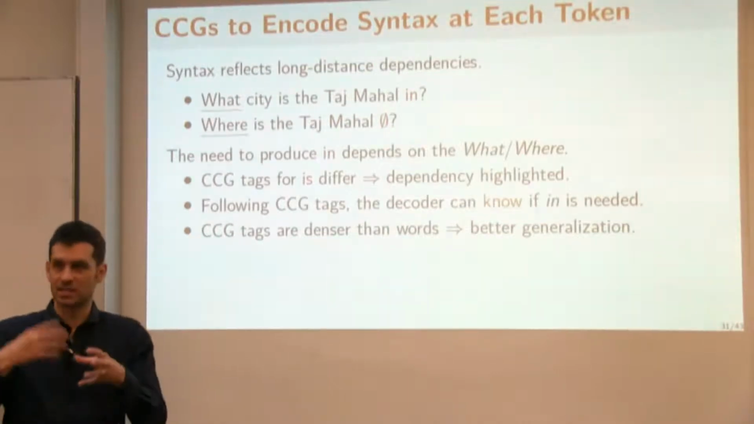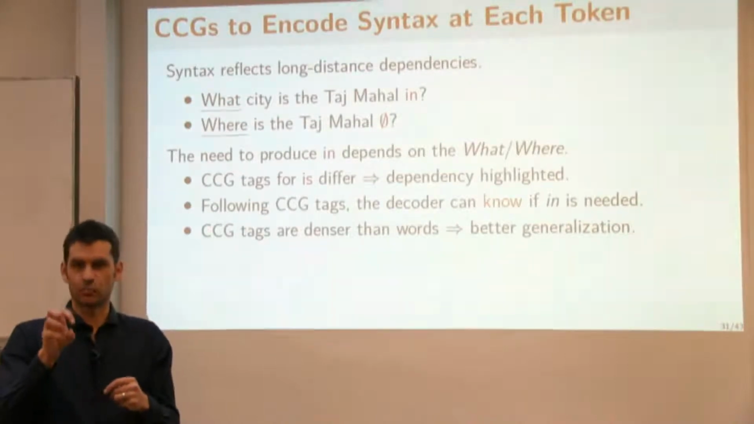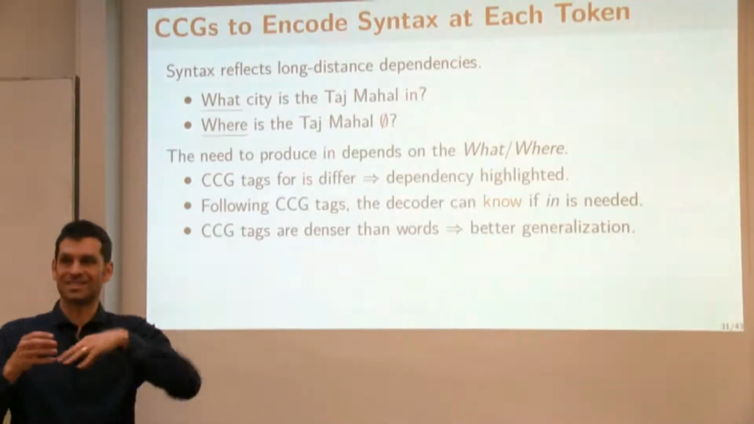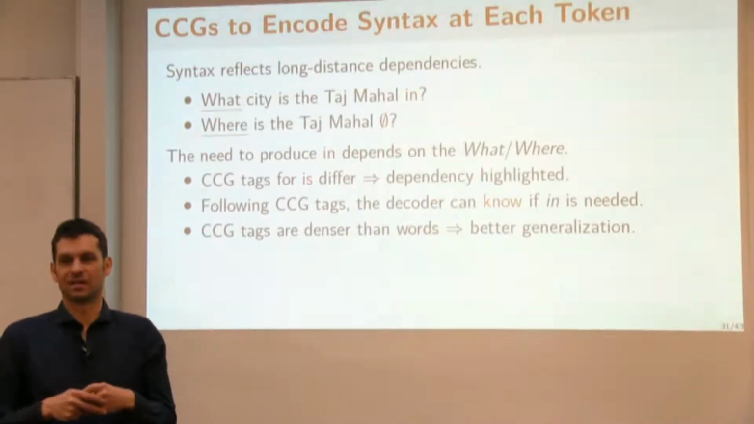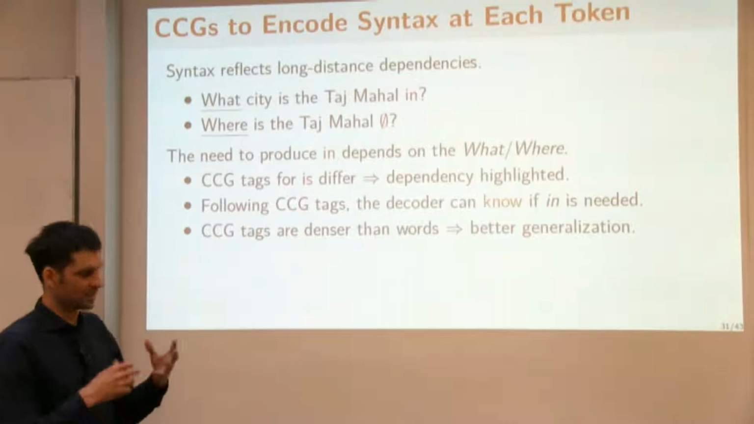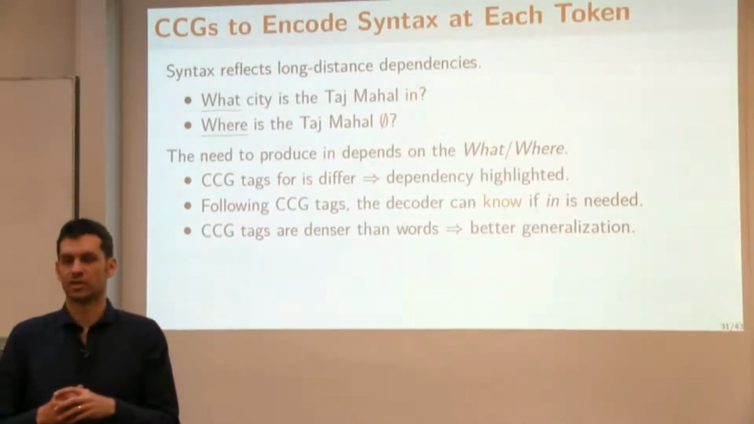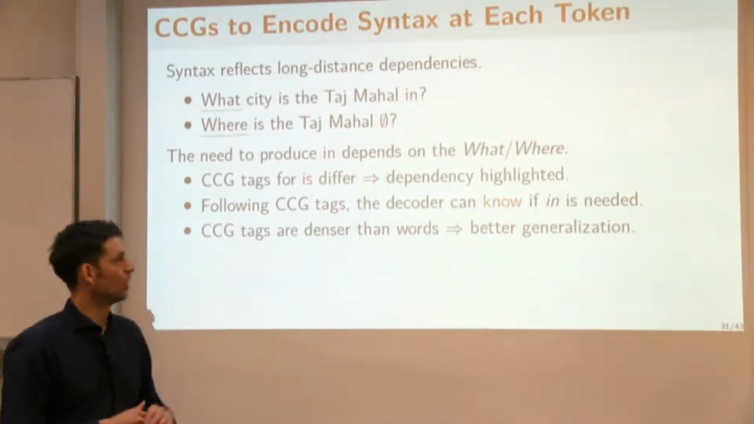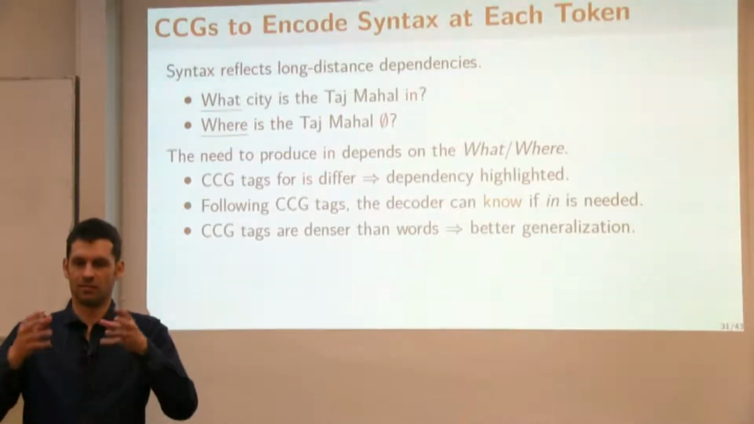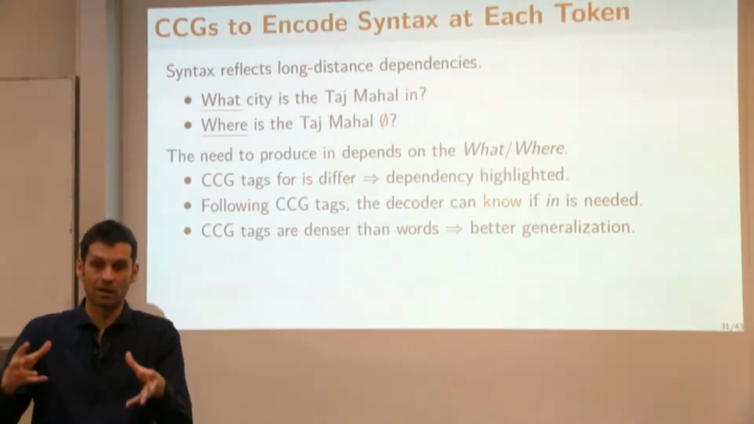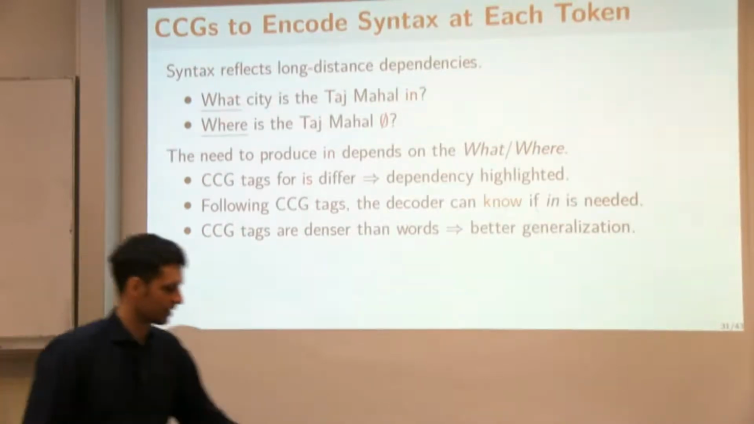So if we know this CCG tag, if someone tells us that this word requires the "in", then we will know that we need the "in". And the set of these tags is obviously much smaller than the set of all the words. So the network can make use of this more dense information. It can learn, whenever there was a verb which required this "in", we need to use the "in". So it highlights the syntactic information.